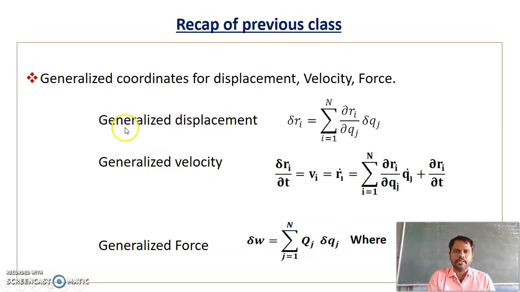The generalized displacement is given by delta Ri is equal to summation i is equal to 1 to n, dou Ri by dou Qj into delta Qj. Whereas generalized velocity is given by Ri dot is equal to summation i is equal to 1 to n, dou Ri by dou Qj into Qj dot plus dou Ri by dou t. Likewise, generalized force is given by Qj is equal to summation i is equal to 1 to n, Fi dou Ri by dou Qj.